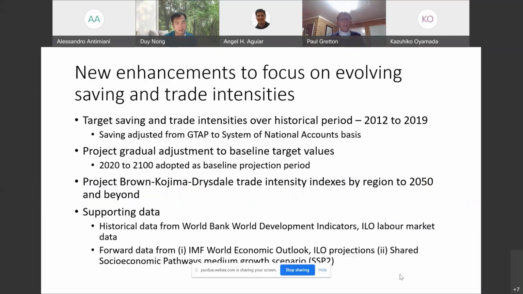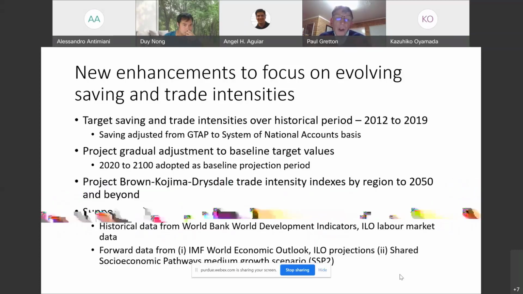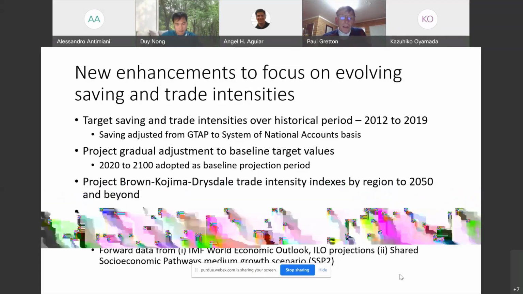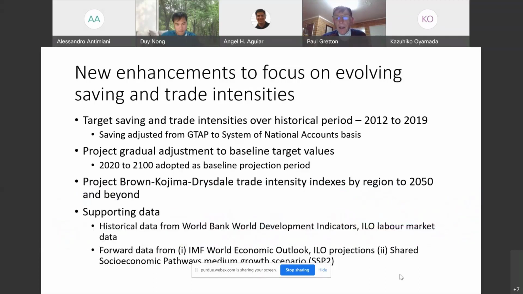The other thing that I've done is in the GTAP model, the savings is not on a system of national accounts basis. I've adjusted savings to a systems of national accounts basis, so it's compatible with World Bank data on gross savings. To help with analysis of trade projections, I've introduced a Brown, Kojima, and Drysdale Trade Intensity Index, which I hope to get to at the end of my presentation, but we may not get into details. So the supporting data I've used is the historical data from the World Development Indicators, ILO labour market data, and forward data from the IMF economic outlook, ILO projections, and the shared socio-economic pathways in the medium growth scenario, SSP2.